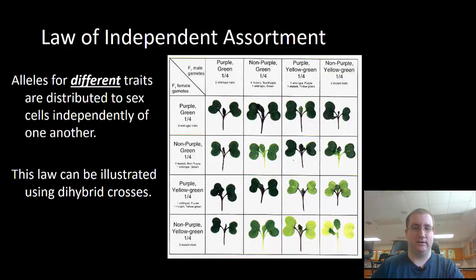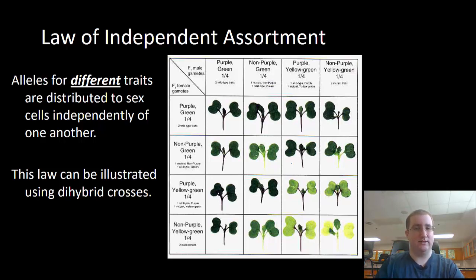The second law that Mendel came up with was the law of independent assortment, which says that alleles for different traits are distributed to sex cells independently of one another. In other words, your hair color doesn't affect your eye color. We also already know this because when we did random assortment during meiosis, the pairs of chromosomes lined up in that double file line, and the orientation of homologous chromosome pair 1 didn't affect the orientation of homologous chromosome pair number 22. So it didn't matter which way they organized.